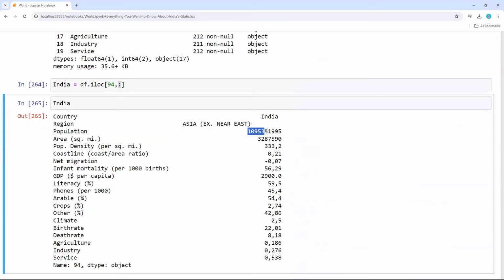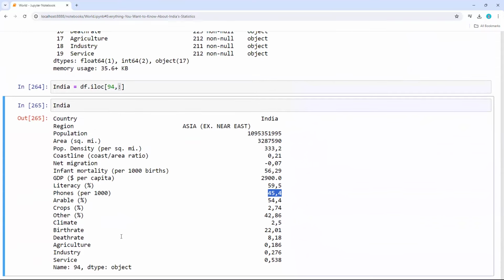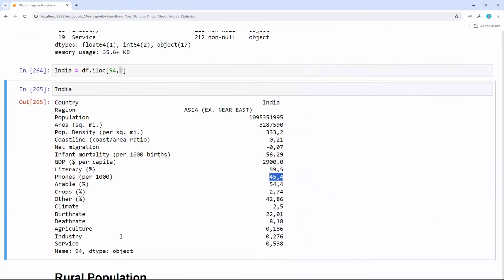Population is like 109 crores as of, sorry, 2001. This data set is for 2001. So this is how you can see the GDP and also literacy rate 59.5 and phones per 1,000. So 45 people are having phones for every 1,000 people. So it has been increased because it's been 20 years back, so it has been already increased, I guess. And birth rate, death rate. So this is how we can have a nice idea about all the stats.